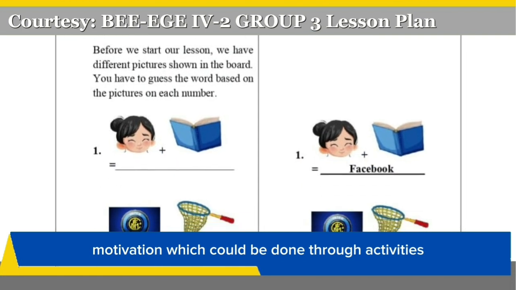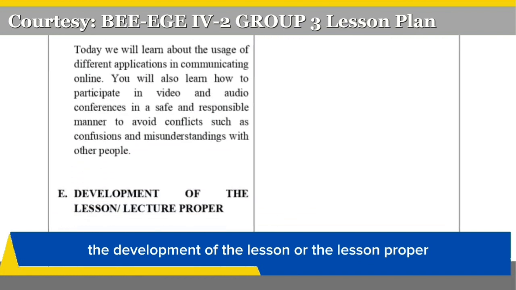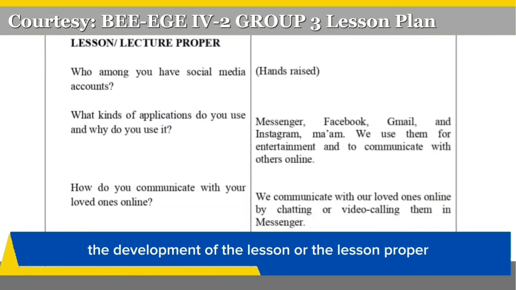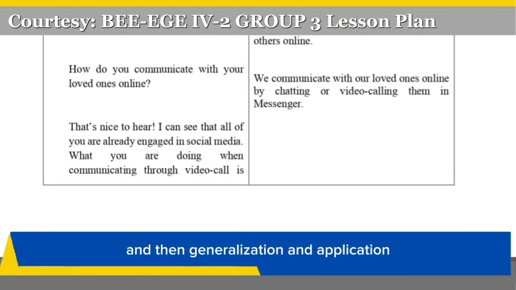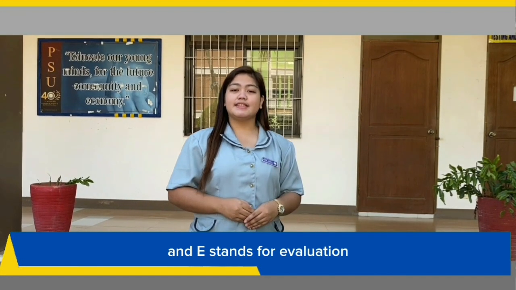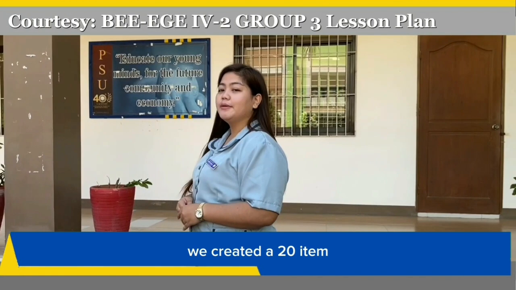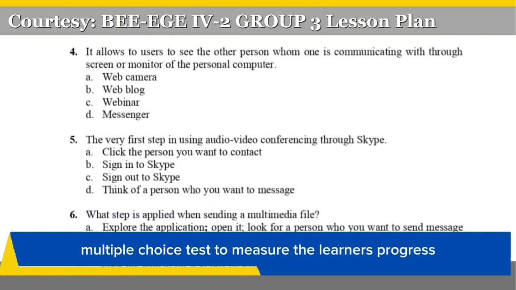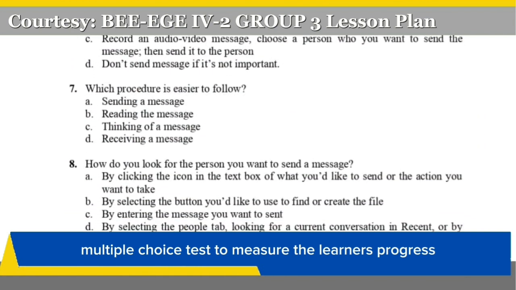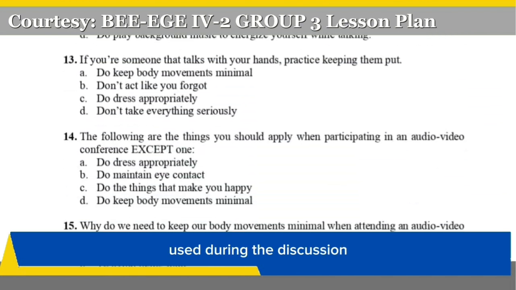be done through activities, next, the presentation of the lesson, the development of the lesson or the lesson proper which starts the discussion, and then generalization and application. And E stands for evaluation. In this part, we created a 20-item multiple choice test to measure the learner's progress and assess the effectiveness of the teaching method used during the discussion.